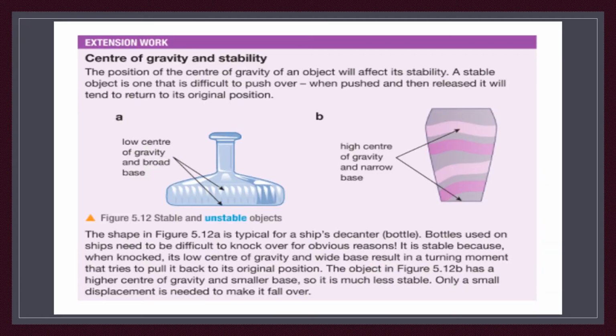So here is an example related to center of gravity and stability. When it comes to ships, ships are normally moving side to side. Therefore, within ships, they can't use normal bottles with narrow bases. They use bottles with broad bases, as figure A shows. Therefore, the center of gravity becomes lower, and the stability of bottle A is higher than the stability of bottle B.